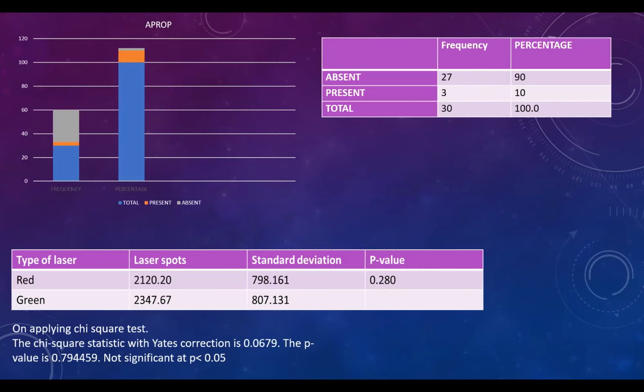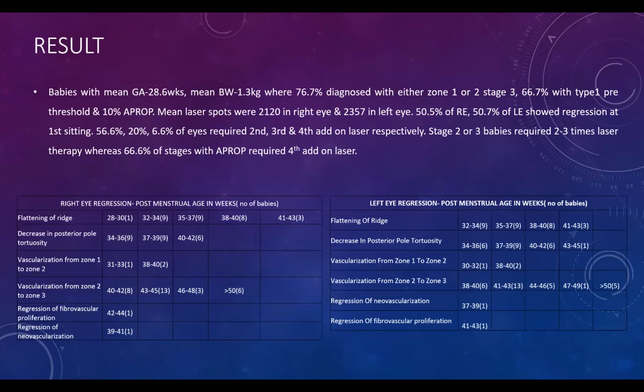So in our result, the babies had a mean gestational age of 28.6 weeks and a mean birth weight of 1.3 kg, where 76.7% were diagnosed with either zone 1 or zone 2, stage 3, 66.7% with type 1 pre-threshold, and 10% with APROP. Mean laser spots were 2120 in the right eye and 2357 in the left eye.